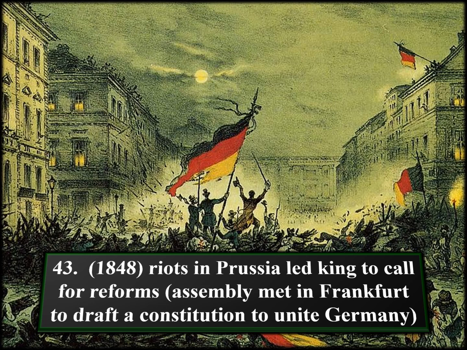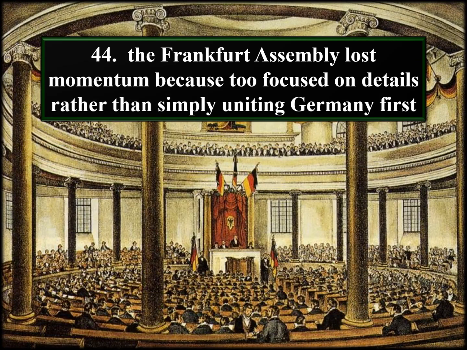So ultimately, he does this to stave off a disaster, but Germany will not unite at this point in time because he refuses to rule as a constitutional monarch. The Frankfurt Assembly lost momentum because it was too focused on details rather than simply uniting Germany first. And ultimately, like I said before, this German nationalist movement to try to unify the German principalities will fail. And Germany will not unify until the 1870s. The seeds, however, are planted at this moment, and we'll talk more specifically about that unification movement later on in this unit.